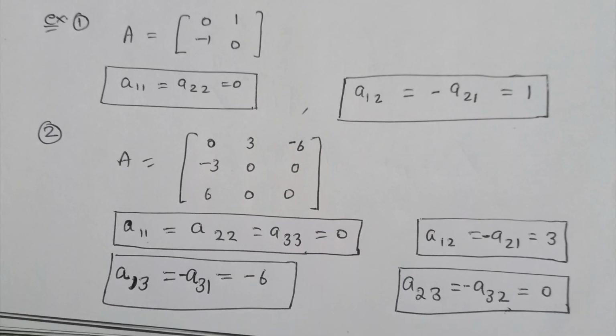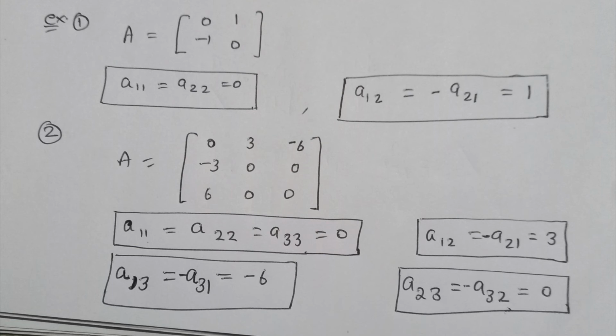In the first example, A is equal to [0, 1; -1, 0]. a11 is equal to a22 is equal to 0, and a12 is equal to -a21 is equal to 1. So the diagonal entries are 0 and a12 is equal to minus a21. So the first example is a skew symmetric matrix.